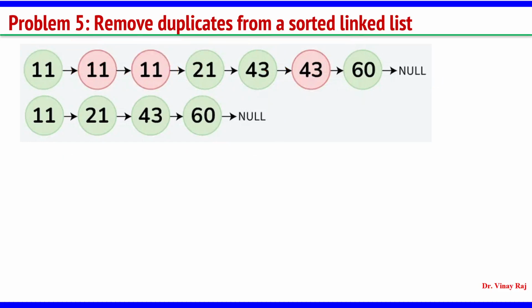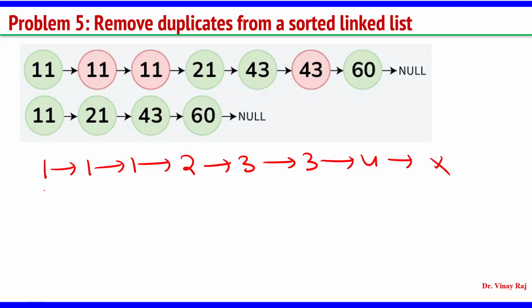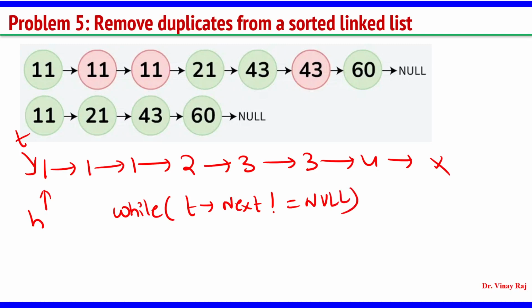It seems simple, but it is a little interesting to solve this. So what is the logic? How do we write the program for removing duplicates from a sorted linked list? Again, I will write in simple terms. Let me take some simple numbers like this: 1, 1, 1, 2, 3, 3 and then 4, and then null. This is my head pointer. I have taken a temporary pointer T. My logic here is while T next is not equal to null, the very popular iteration logic. Until T reaches the end, I have to do this process.